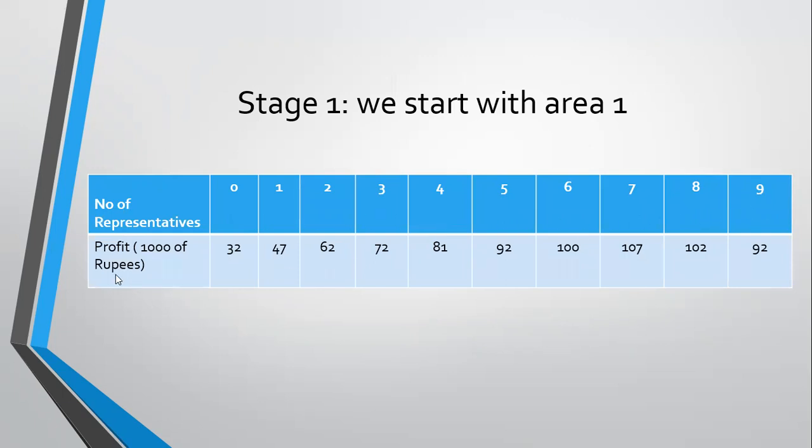So from area 1, what is the profit cost? How much, in rupees? 32,000 for 0. 0 represents no availability of sales representatives. 1 represents 1 sales representative in area 1. 2 represents 2 sales representatives in area 1. Likewise, 3, 4, 5, 6, 7, 8, and 9. These are the numbers of sales persons available from area 1, and the corresponding cost elements are tabulated for your kind reference, which is shown here.